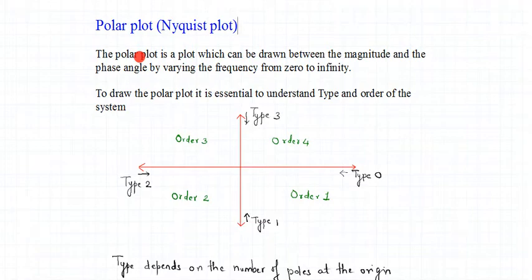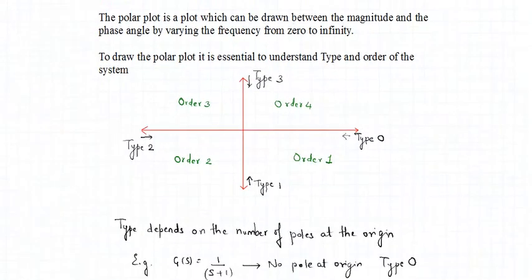So what is essential when we go for polar plot is to understand the type and the order of the system. Before we go into the depth of polar plot, which is also called the Nyquist plot, we should understand what is type and order of the system. So we have four types here: type 0, type 1, type 2, type 3. The directions of which are shown here.